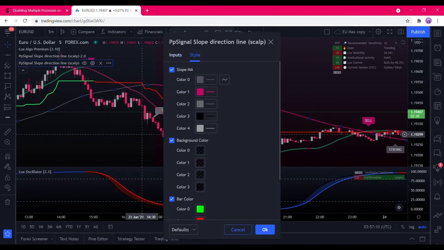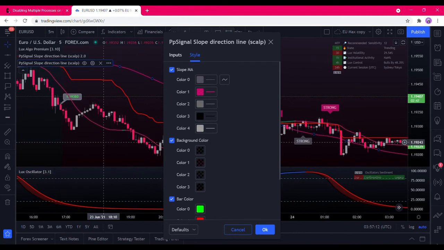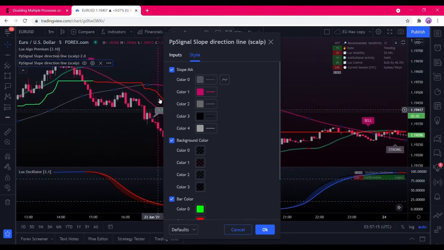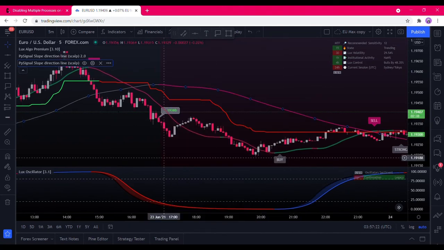I do have the little backgrounds on, and this is just because it's scalping. I'm trying to get in as quick as possible. So if I can just tell by the background without trying to squint my eyes or whatever, that's better. So that one's at 200.